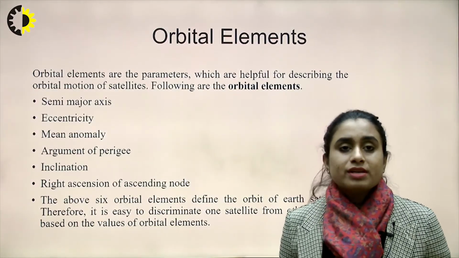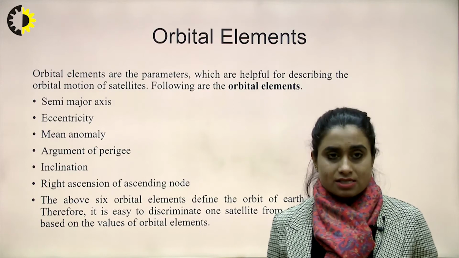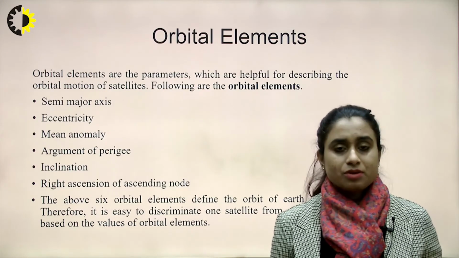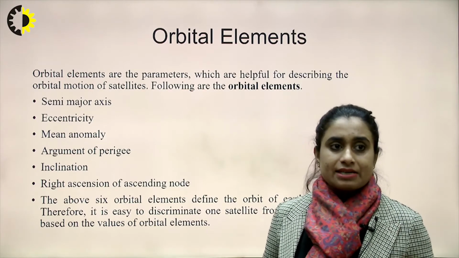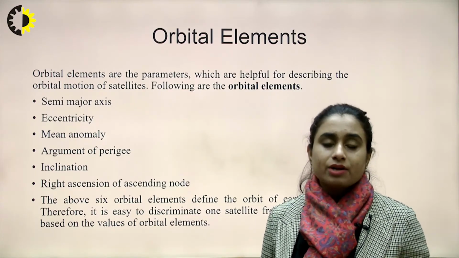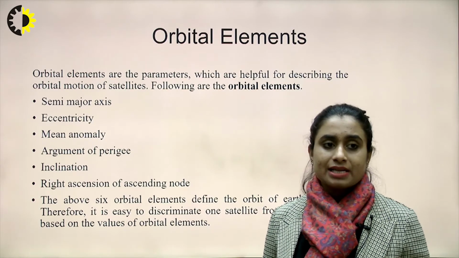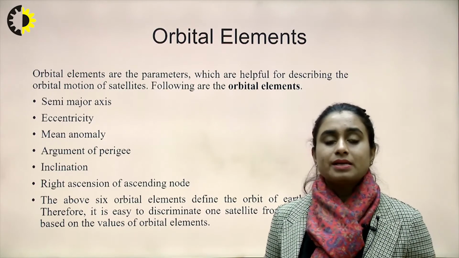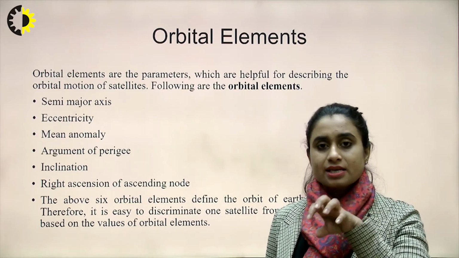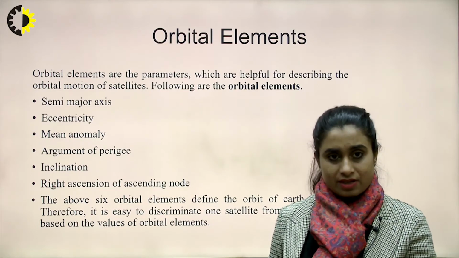Now there are a few definitions that need to be studied before we go into depth of satellite communication. Semi-major axis, eccentricity, mean anomaly, argument of perigee, inclination, right ascension of ascending node. These are called the orbital elements. These are 6 basic and important orbital elements. Their definitions we must know.